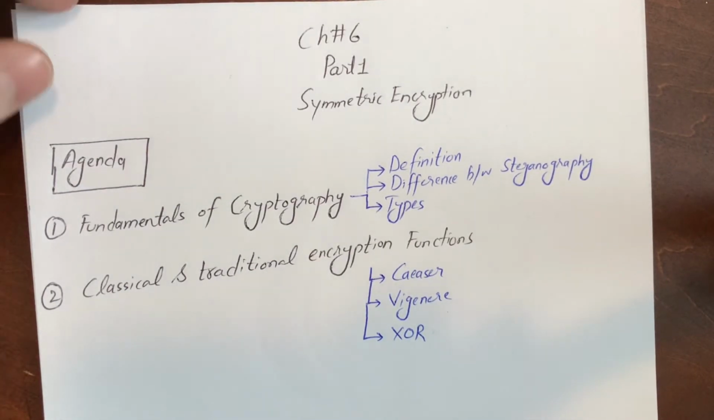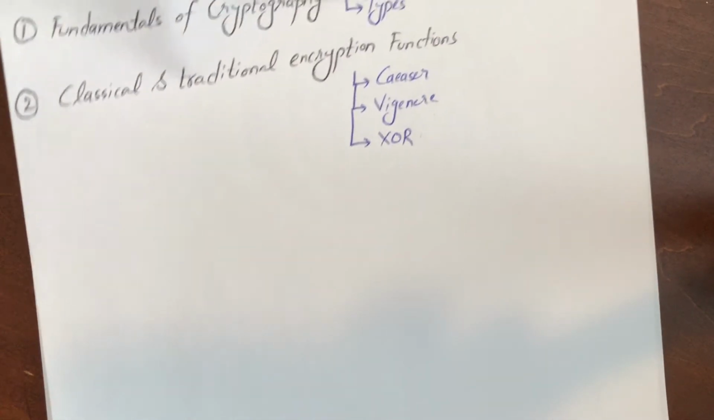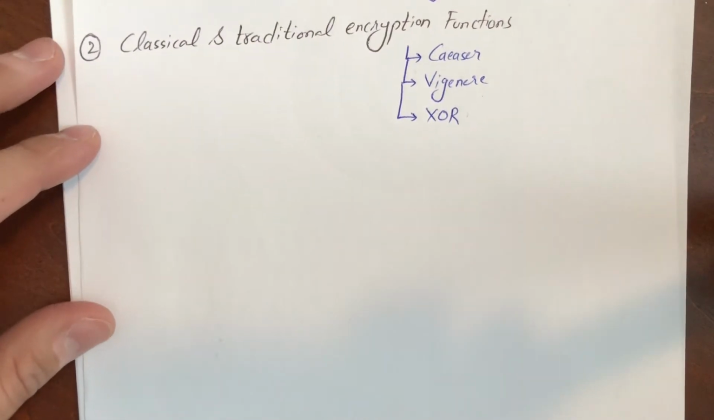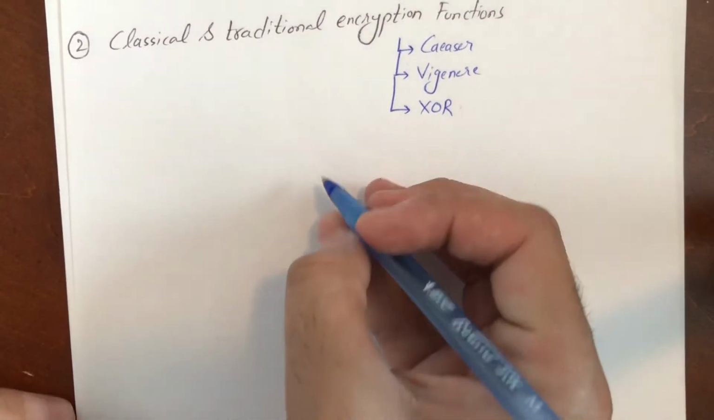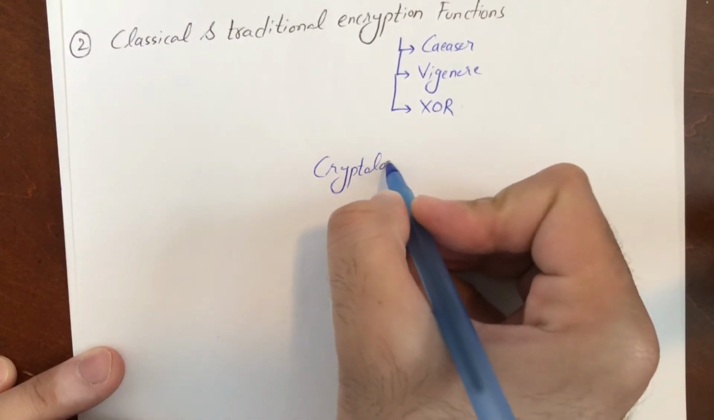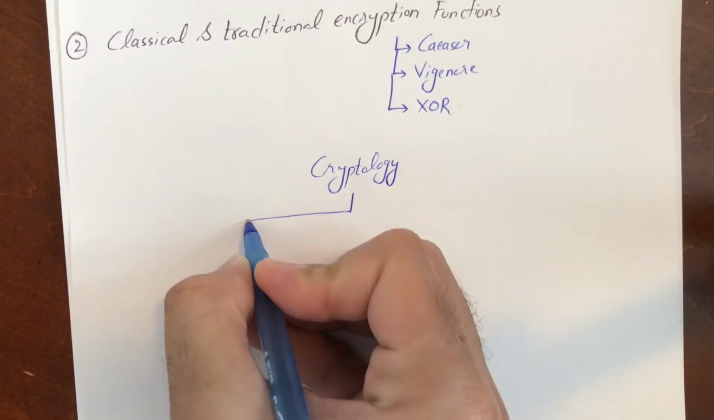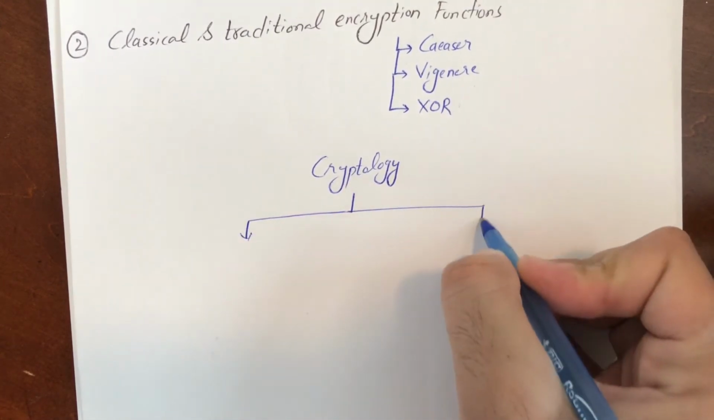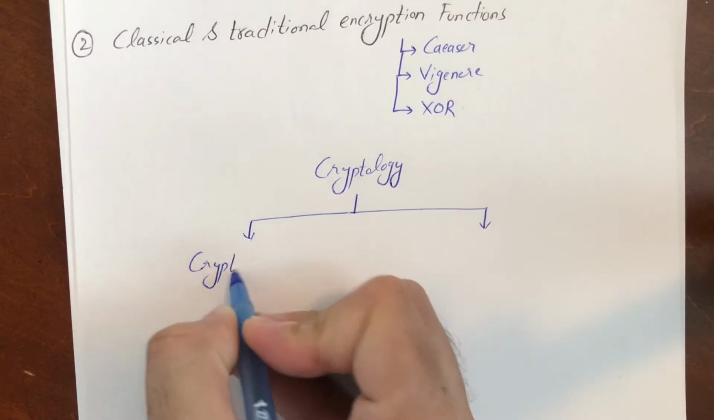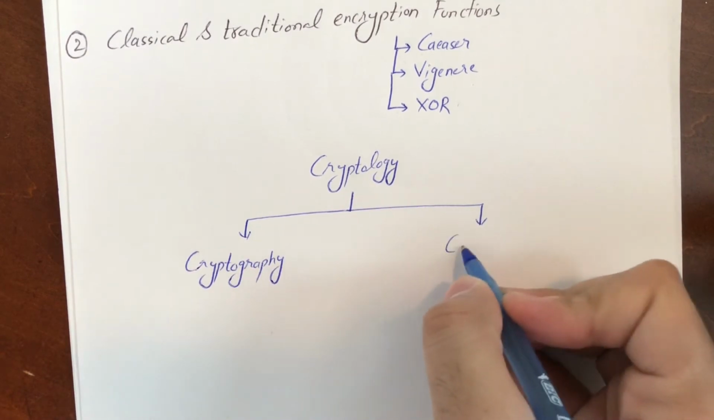So let's start with the fundamentals or basics of cryptography. So the first thing is the word cryptography. The main field, in fact, is cryptology. So cryptology is basically a main field which encompasses cryptography and cryptanalysis.